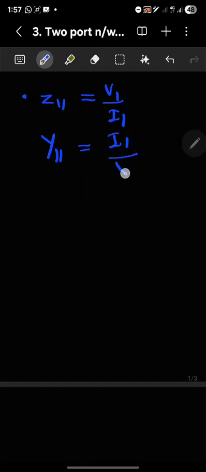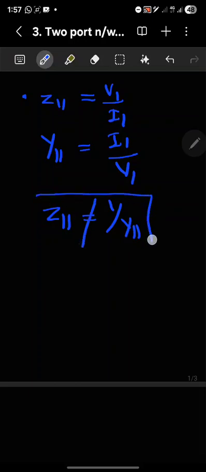From the previous section we discussed what Z11 is: Z11 is equal to V1 by I1. Sorry, what is Y11? Y11 is I1 by V1. Is it clear? Can we write Z11 is equal to 1 by Y11? Is it correct? Z11 is equal to V1 by I1, and this is just the reverse of that only. So 1 by Y11. Is it correct?